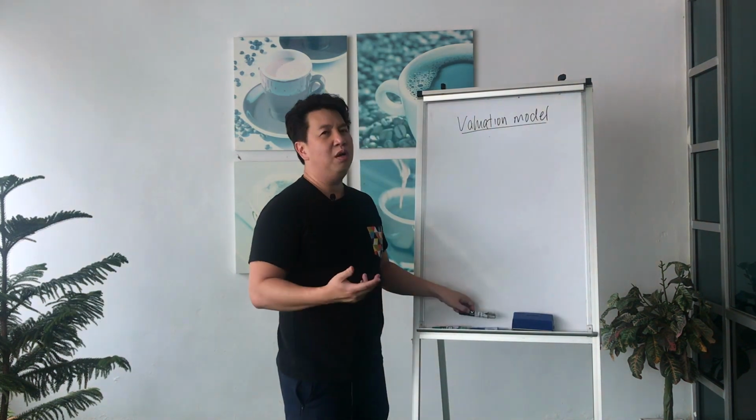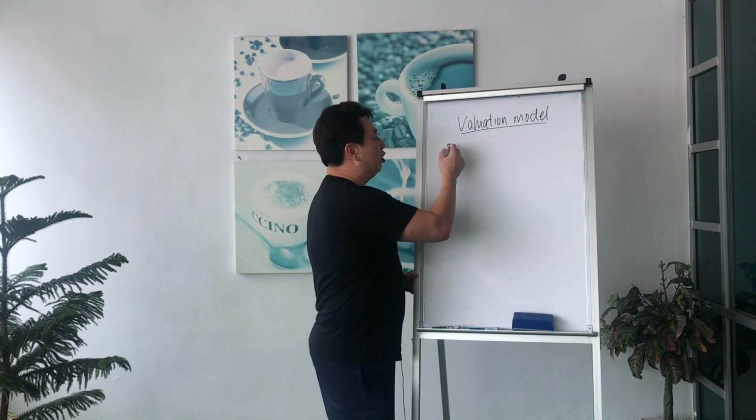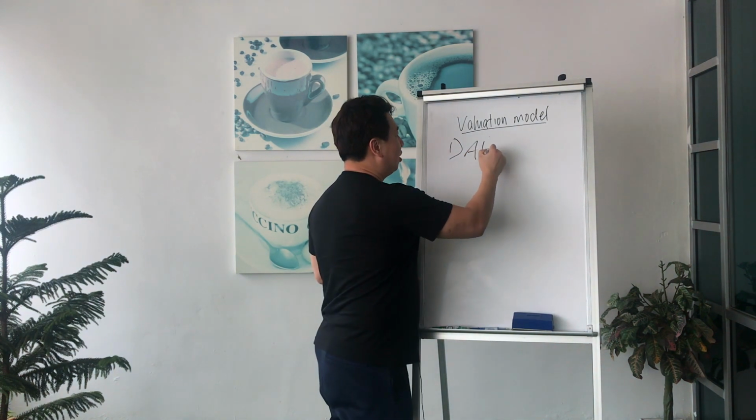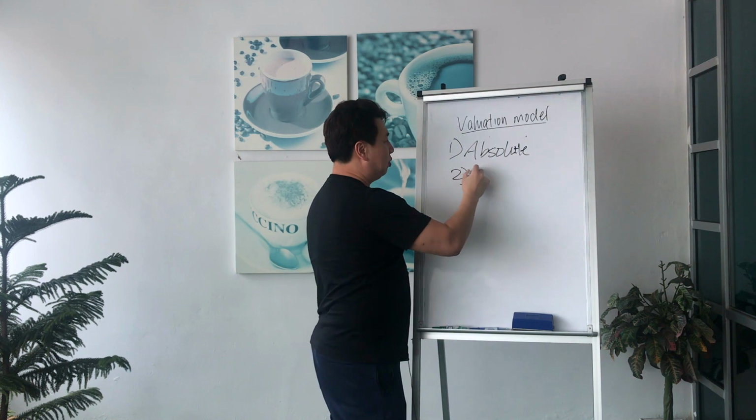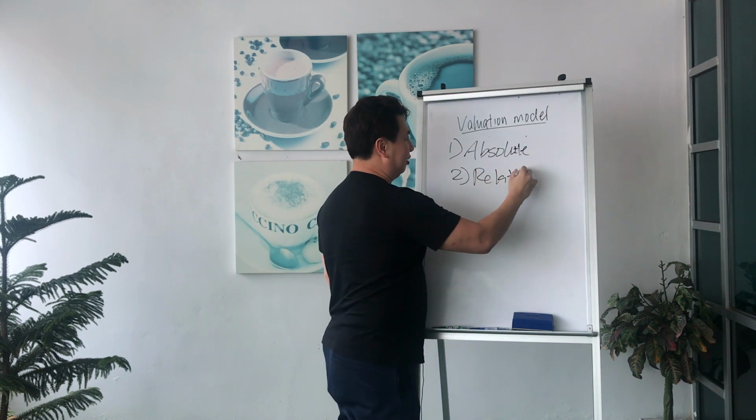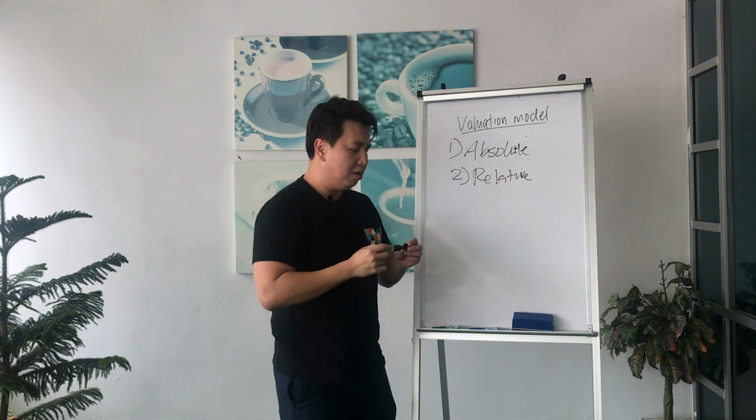So what are the two main ways to look at valuation models? The first way is what we call the absolute model. The other way is what we call the relative model. In the absolute model, what we are looking at is the share itself. We are looking at maybe the dividends, how much dividend they are paying, how much cash flow they are generating. Basically looking at the stock, the company itself.